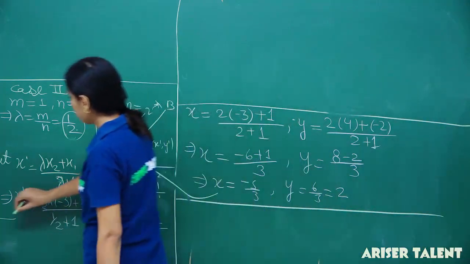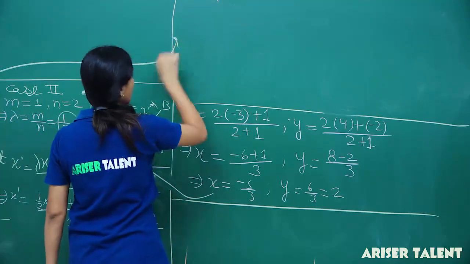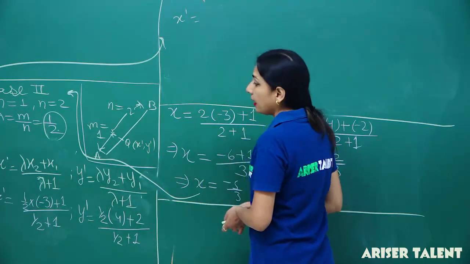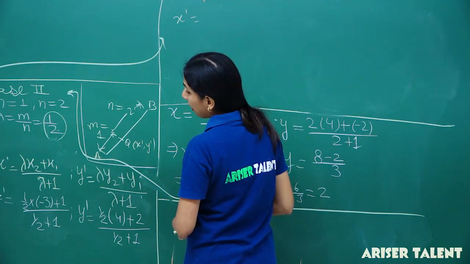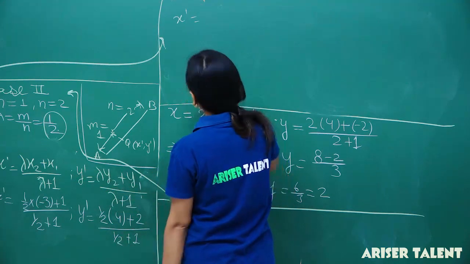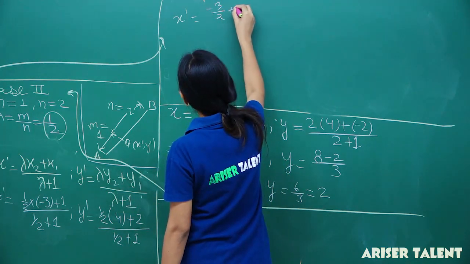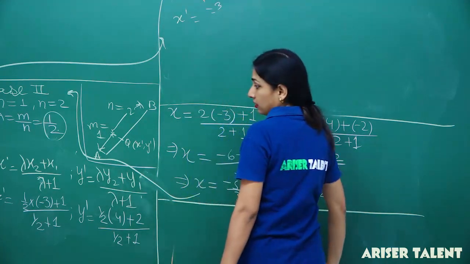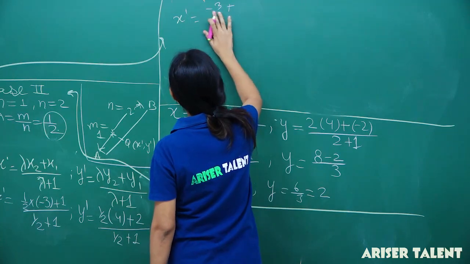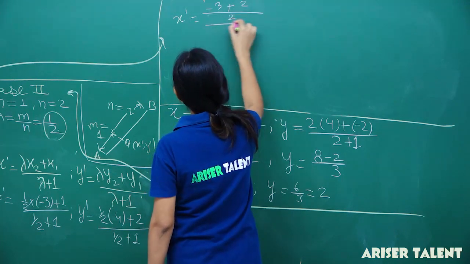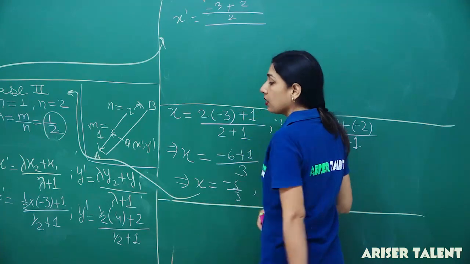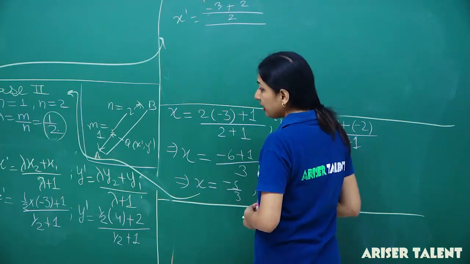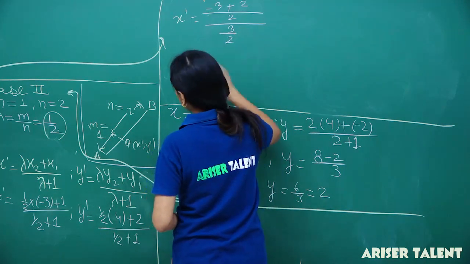So from here, we have this side, that x dash equals 1 by 2 times minus 3. Now that will be minus 3 by 2 plus 1, or can I write it as minus 3 plus 2 divided by 2 and divided by 1 by 2 plus 1. Now 1 by 2 plus 1 is what? Simply 3 by 2, okay, 3 by 2.